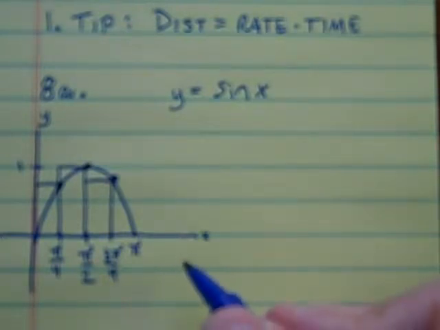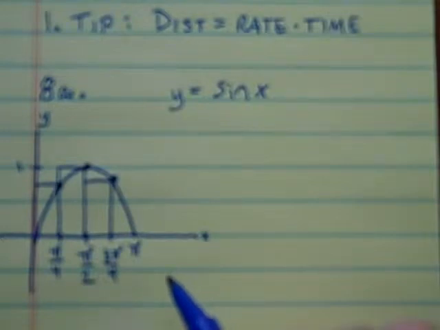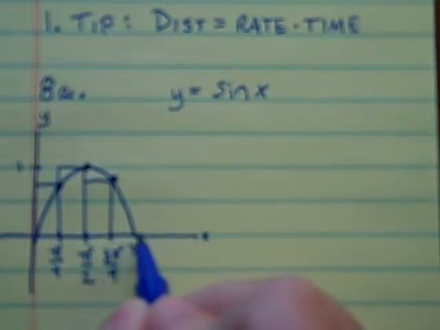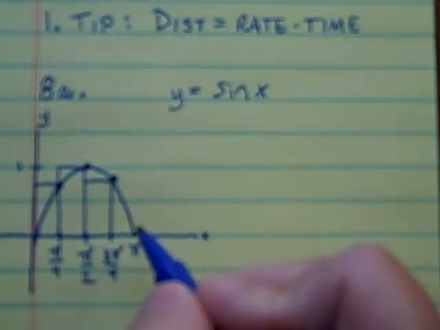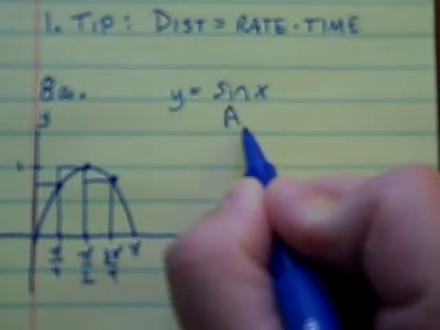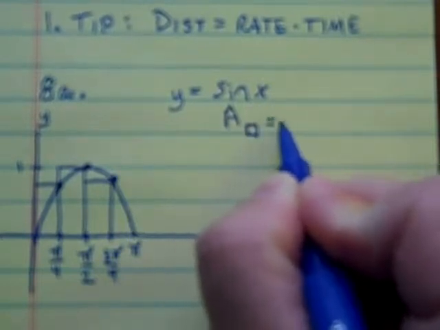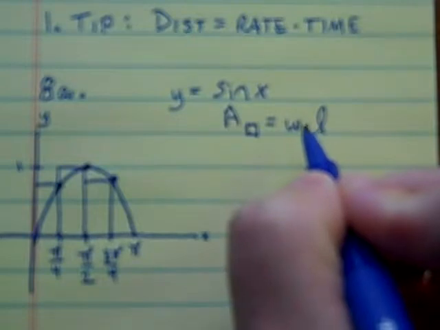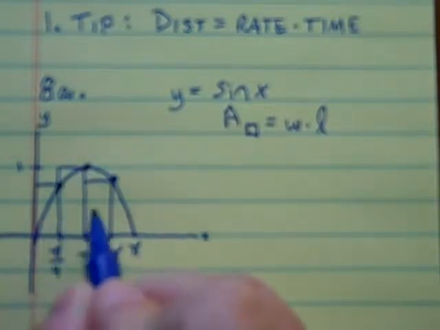Now, in order to approximate the region bounded by the curves y equals sine x, y equals 0, x equals 0, and x equals pi, we're going to have to find the area of these rectangles. If you'll recall, the area of a rectangle is equal to width times length. Basically we're just going to find the area of each of these 3 rectangles and add them up.